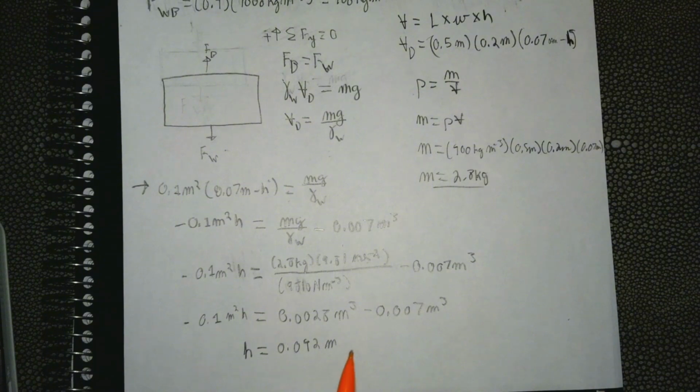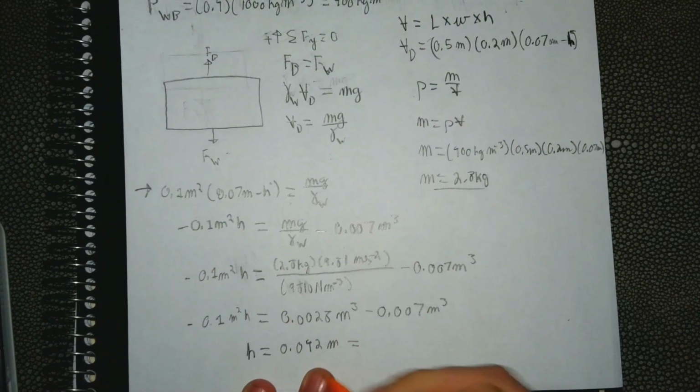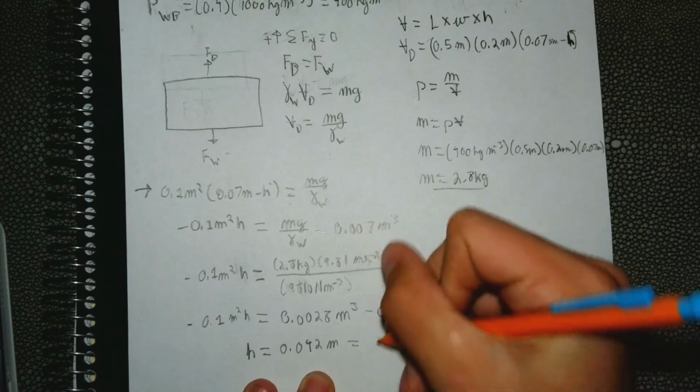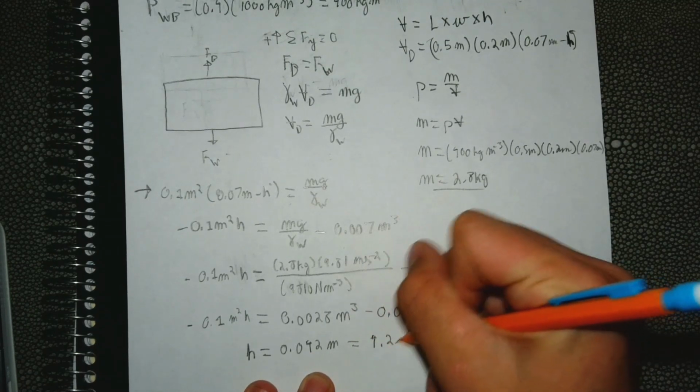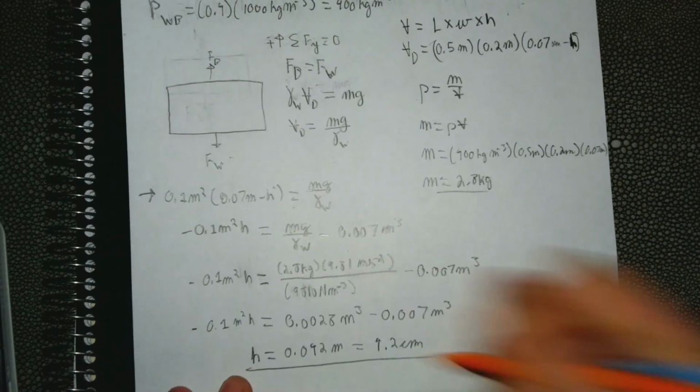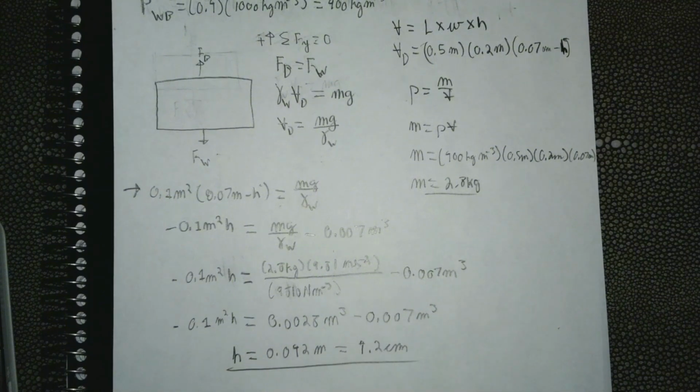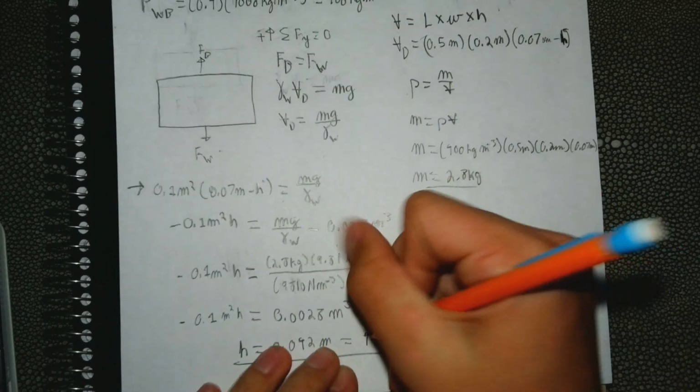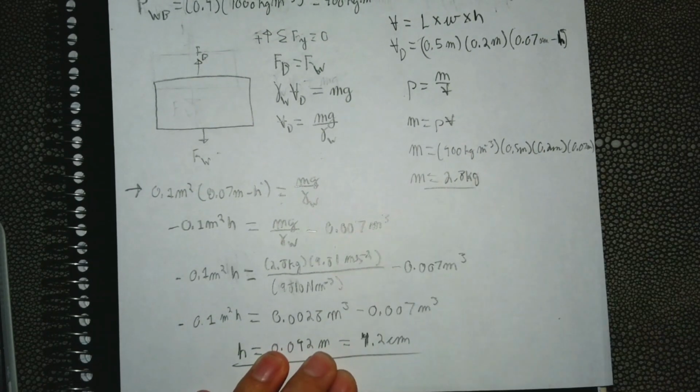So that is an answer, but the whole problem's been in centimeters, so we can go ahead and convert that. If you multiply that by 100, you get 4.2 centimeters. So the wood block is floating above the water line by 4.2 centimeters.